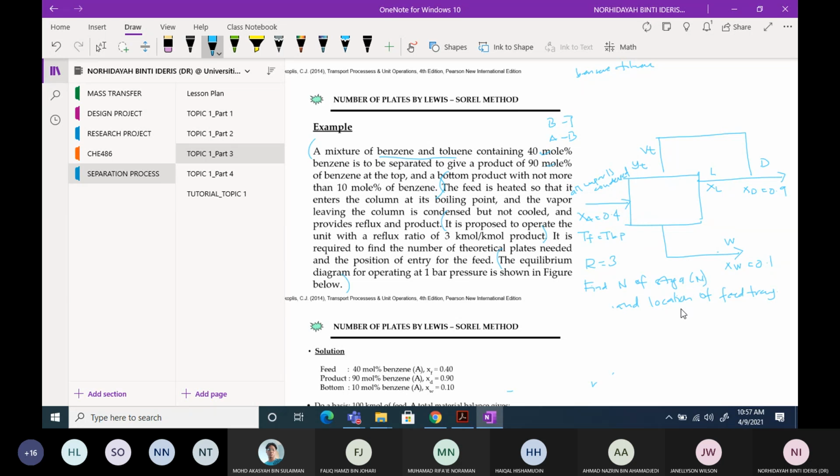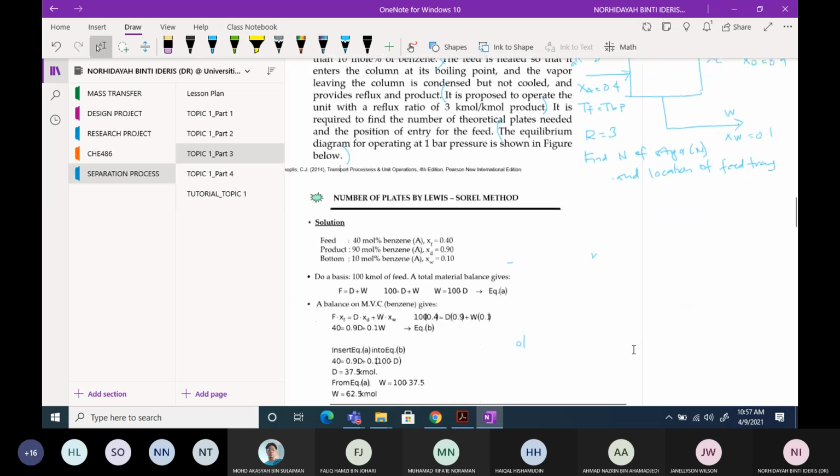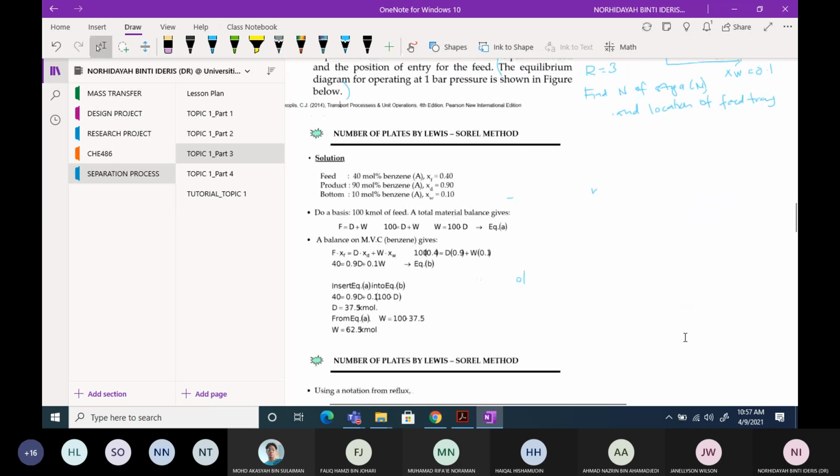Okay, now we go to how we are going to solve this problem, by using the Lewis-Sorel method. The first thing you need to solve is the overall material balance. So I think this one should not be a problem. Okay, since the molar rate of feed is not given, we take a basis of 100 kilomole. So you know that F is equal to D plus W. This is easy. So that will give you W is equal to 100 minus D. Okay, this one is easy.